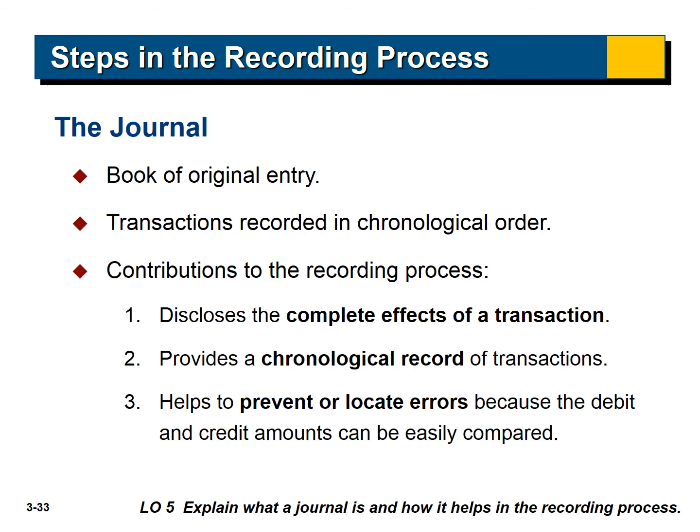So what is the journal? It's where we originally record things. Kind of like thinking of a diary, right? What do you do in a diary? Every night you go in, enter what you did during the day. So that's the events you did in the day in chronological order. So that's what we do, transactions recorded chronologically. And where it contributes to the recording process, it discloses all of the effects of a transaction. It's in a chronological order, and it helps to prevent or locate errors because debit and credit amounts can easily be compared to make sure that they balance.